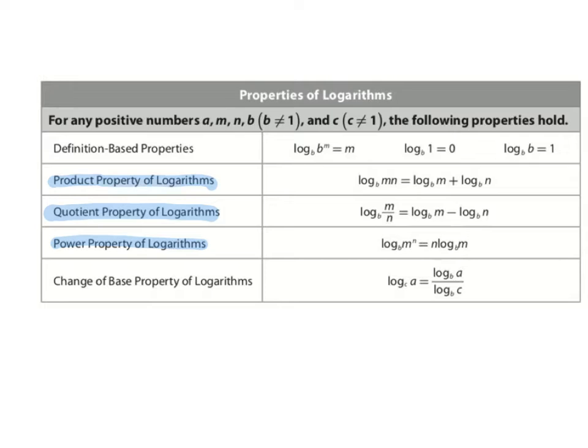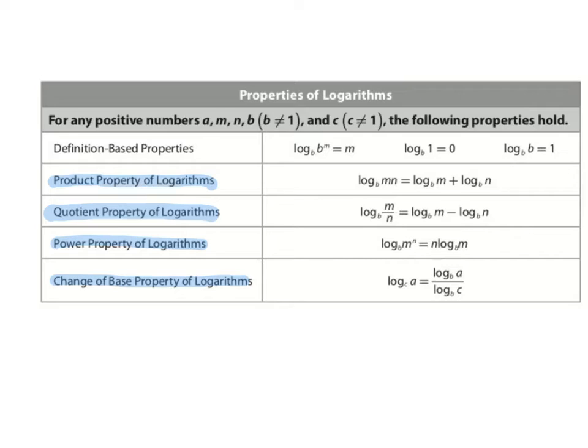Now again, this only works for logarithms. No other time can you just take an exponent and move it out front. It only works for this power property of logarithms, but it is super useful. And then the last property, which you'll be using mostly so you can evaluate logarithms in your calculator, is the change of base property. So if you have log base c of a, you could rewrite this as the log of a over the log of c, and you can pick whatever base you want.